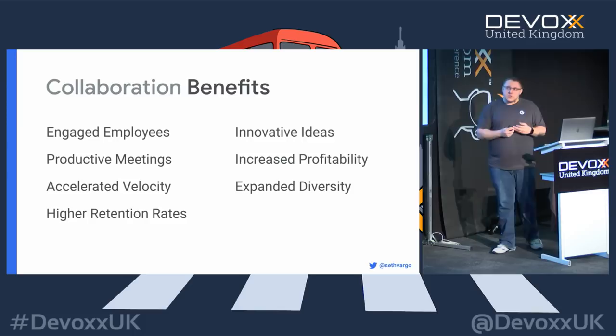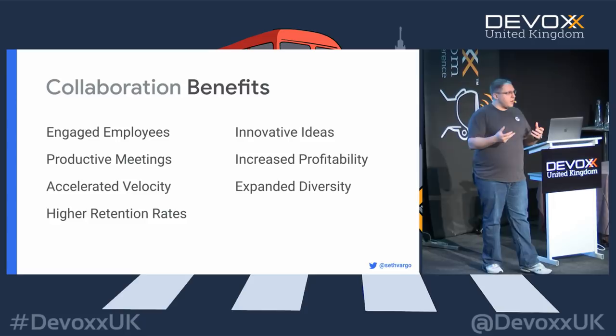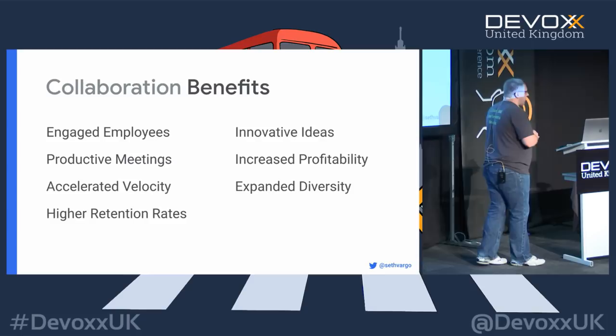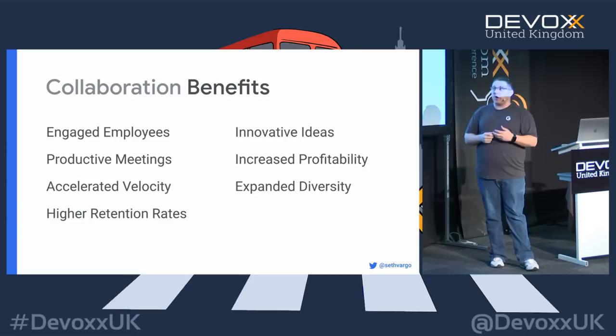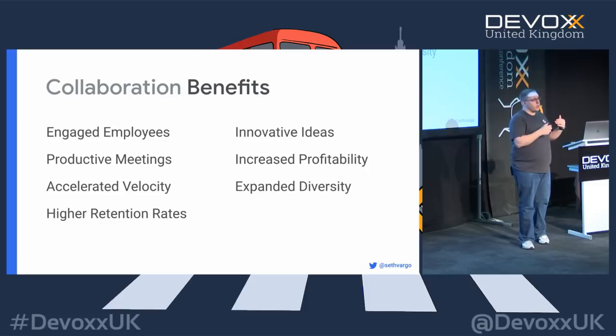It turns out when you have a bunch of people who all look the same, act the same, and think the same, they come up with the same ideas. So if you bring a diverse group of people together to collaborate on a project, you often get new and innovative ways to solve problems. We can get increased profitability because we can do things cheaper or faster or more efficiently. And it tends to lead to expanded diversity. It's an interesting circular effect: if you have employees who are engaged and like their job and are willing to keep their job, you're more likely to bring innovative ideas to the table by giving everyone a voice, which can then lead to more diversity and create this cycle where you're constantly innovating.